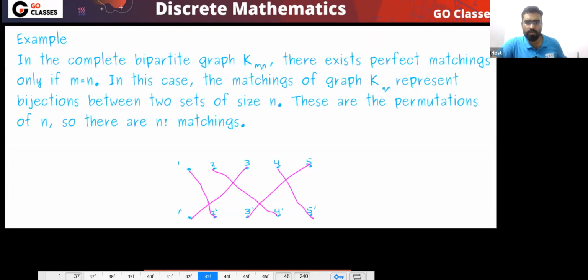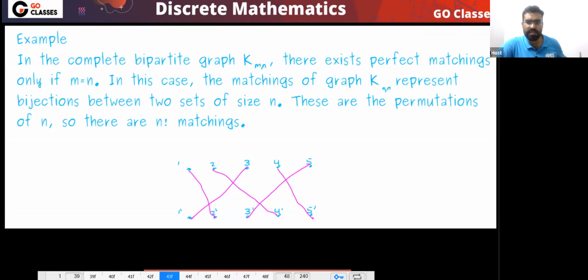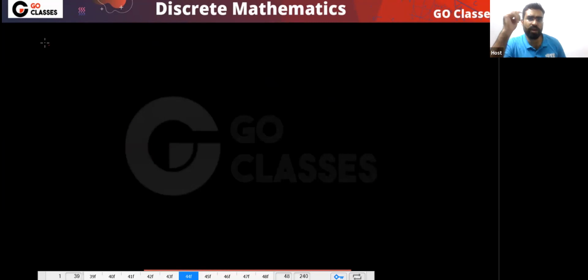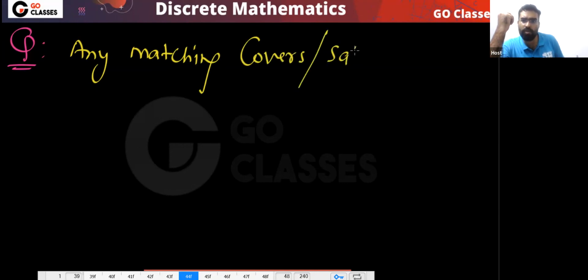Okay, so this is the idea. So we have seen for complete graph. Now a few interesting things about matching. You tell me, and I will write the answer. The first question: how many vertices are saturated by any matching? Any matching, whatever matching you take, covers or saturates how many vertices?